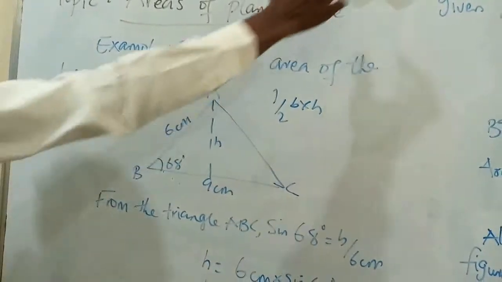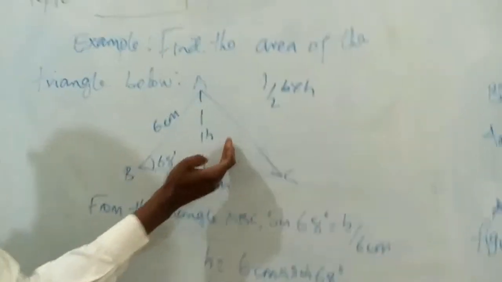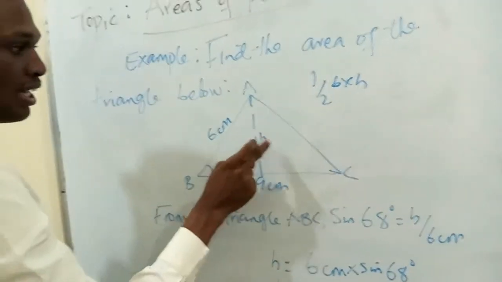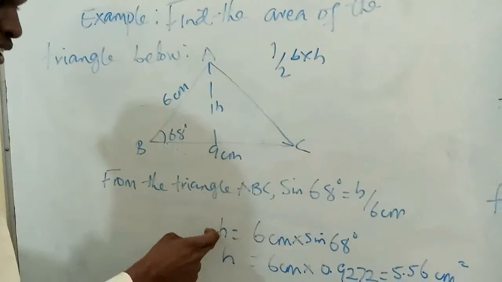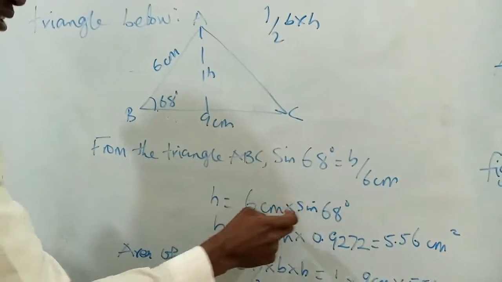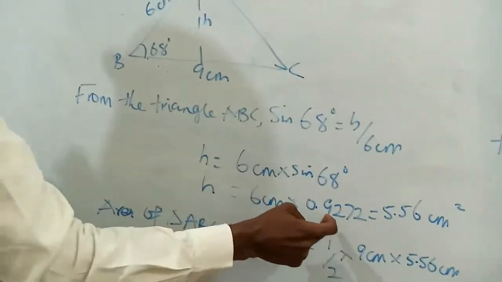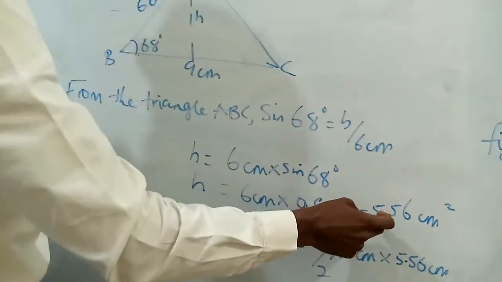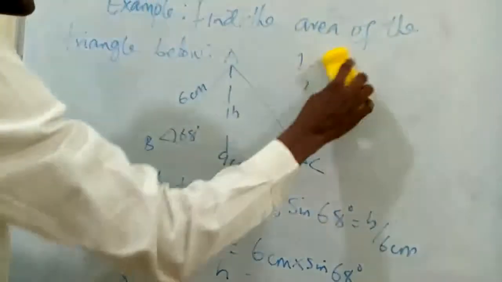So we use our SOHCAHTOA to find our height, and our sine of angle gives us opposite over hypotenuse. So sine 68 gives us H over 6 cm. So we cross multiply, we have H equal to 6 times sine 68. H is 6 cm times sine 68 degrees. Using our 4-figure table, sine 68 degrees will give us 0.9272. So we have 6 cm times 0.9272, and that gives us 5.56 centimeters. So our height is 5.56 centimeters.